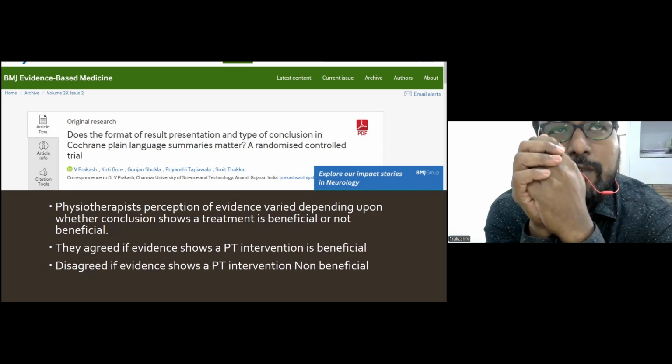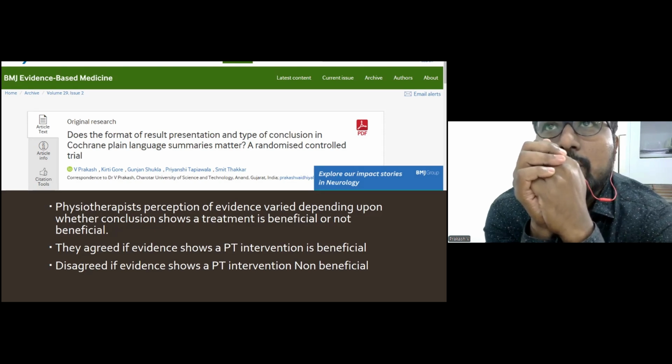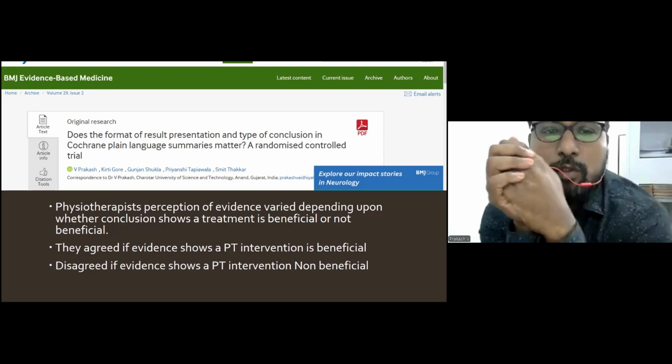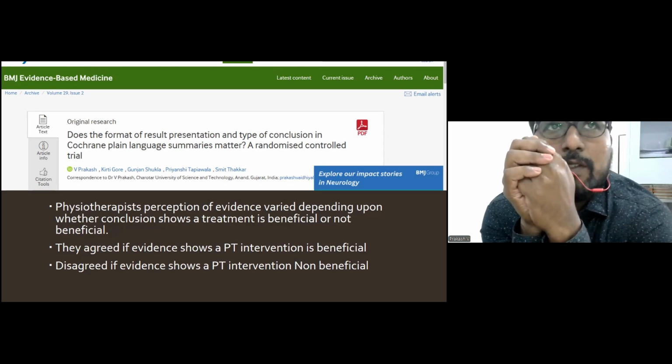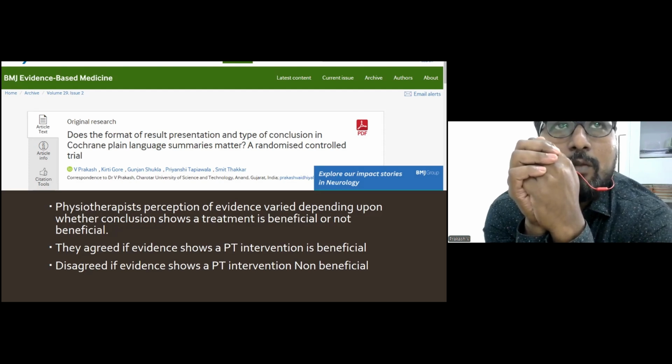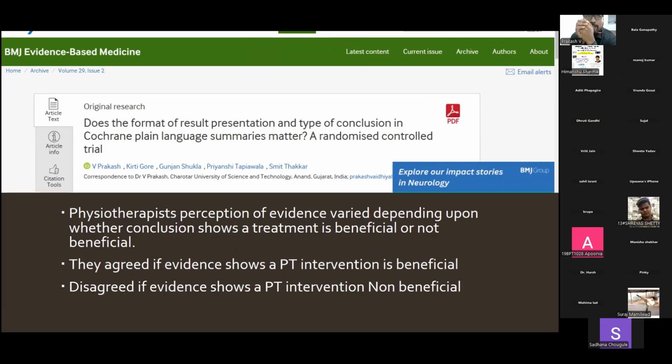In one systematic review, a commonly used physiotherapy treatment is concluded to be not effective. In another review, a commonly used treatment is concluded as effective. Both are published studies. What we found when we asked physiotherapists to interpret is that they tend to agree when the review results are positive, showing that the treatment is effective. But nearly 60% of them disagree with the evidence when it shows that it's not beneficial. As you can see, the bias is not only with the researchers. The bias is also with the people who read research.